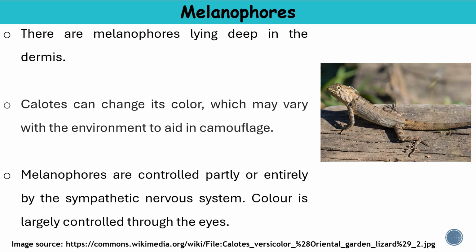Because of the presence of these melanophores, the Calotes can change its color according to the environment, which acts as camouflage for protection. These melanophores are controlled partly or entirely by the sympathetic nervous system. The color pattern is largely controlled through the eyes of the Calotes.